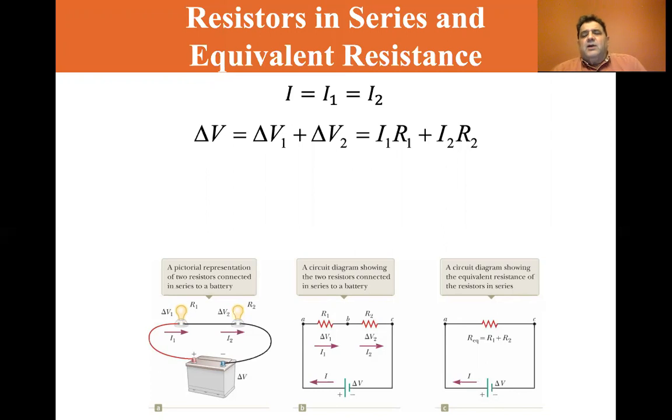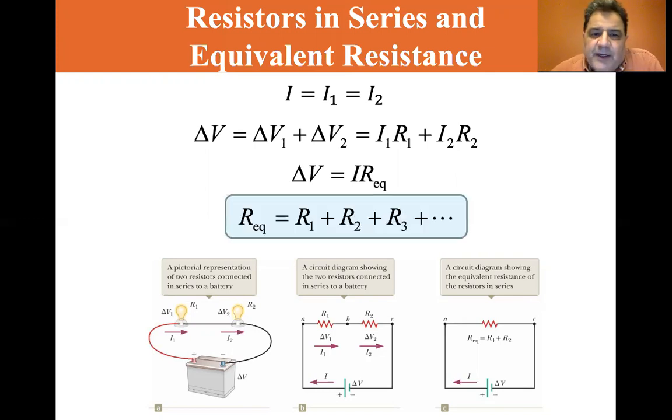Now, the current in this case is the same. I1 and I2 are equal. They're both equal to I, so using the distributive property, you can take out I. So it's I times (R1 plus R2). So the resistance is just R1 plus R2. That is your equivalent. So delta V equals I times R equivalent. So in a series circuit, the R equivalent is equal to the sum of each of the resistors, R1 plus R2 in this case, but if you have more, then it's R3 plus R whatever, Rn.